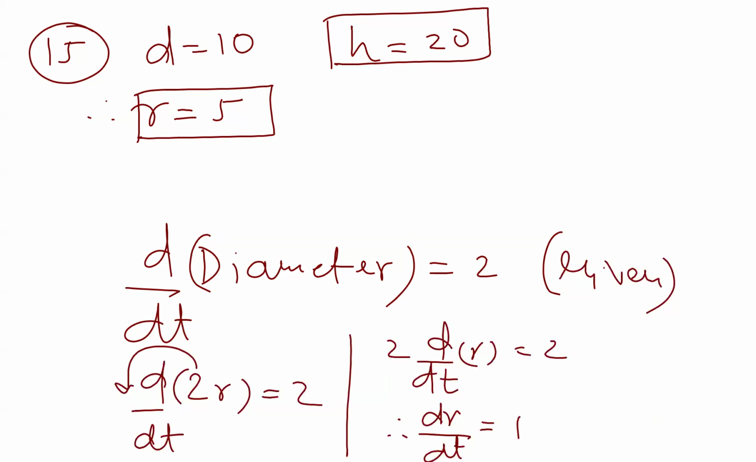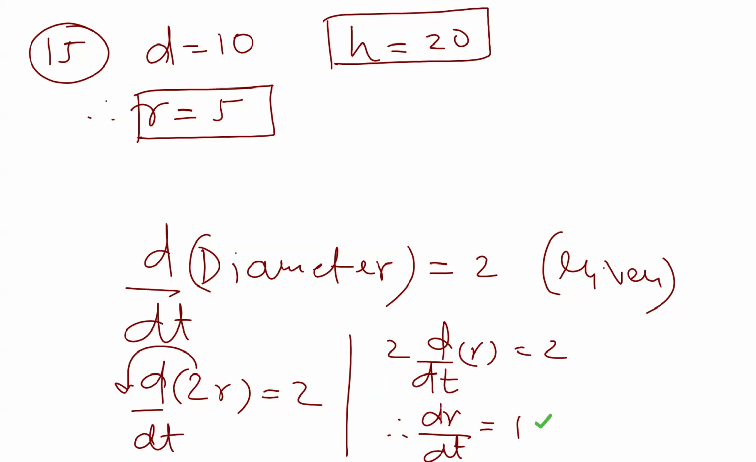So from this statement, we have got this particular thing: dr by dt is equal to 1 centimeter per second. Fine. Any confusion on this particular slide? Given diameter was 10, so radius is 5. H is also given as 20. H is the altitude, the perpendicular height of the right circular cylinder.